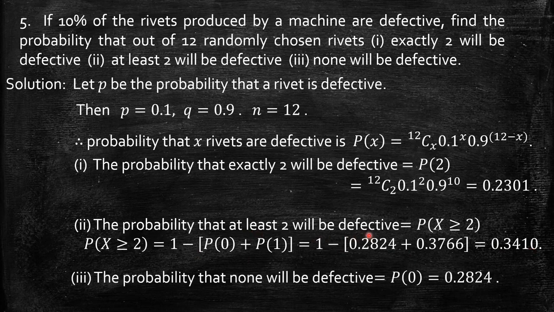Now none will be defective means x equal to 0. So no defective item. So that gives here 0.9 power 12 after substituting x equal to 0. So we'll get 0.2824, which we already have taken here.